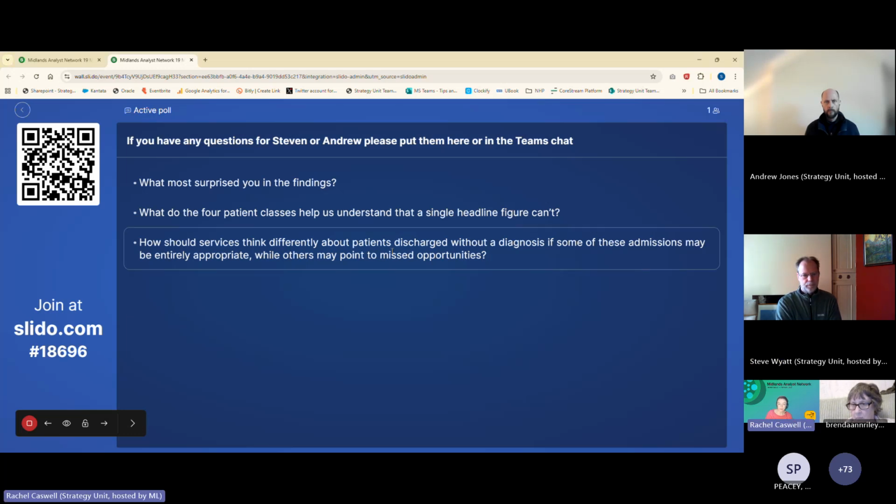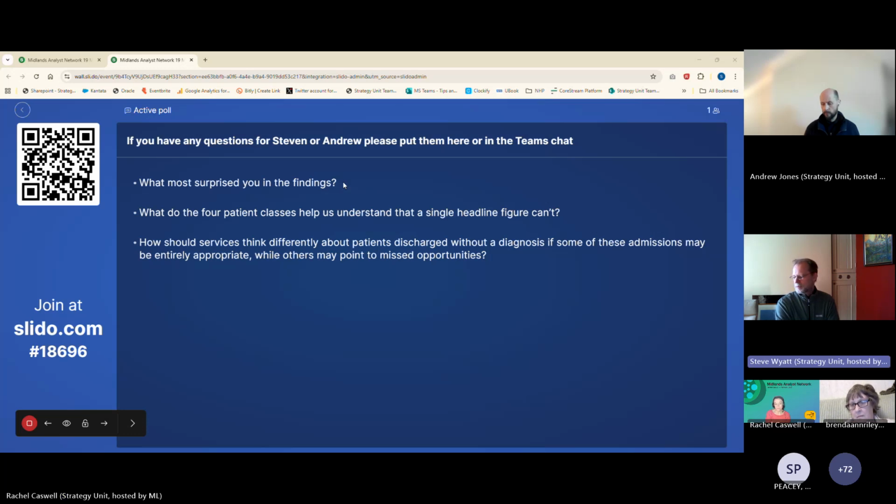Okay, so if I'm just looking at the questions or the comments on Slido now. So that's the screen that I'm showing. The first one here was, you've probably said some of this, but was there anything in particular that most surprised you when you started to investigate a bit further about the results that came through?